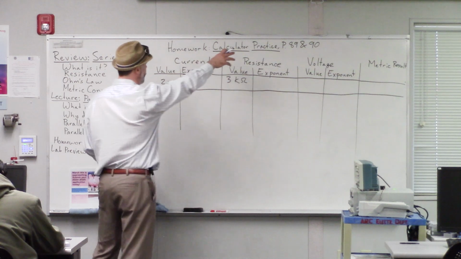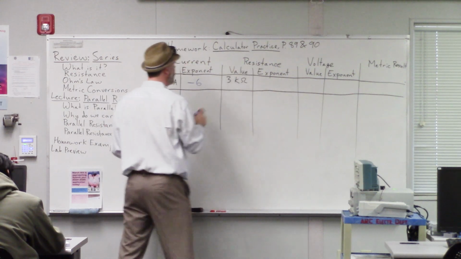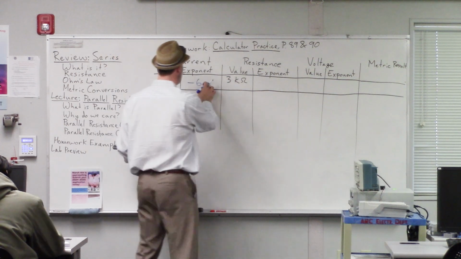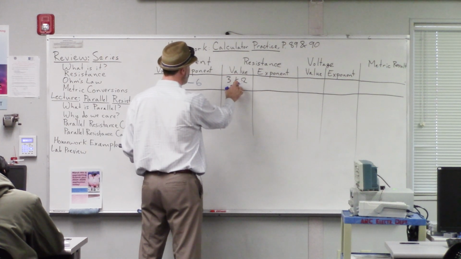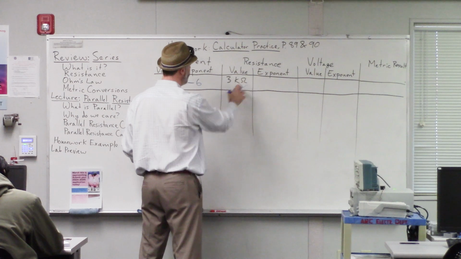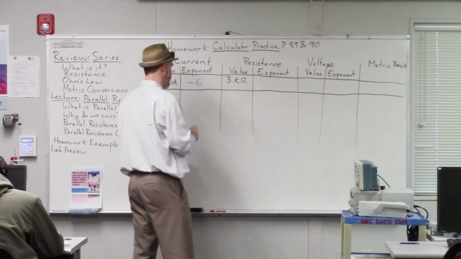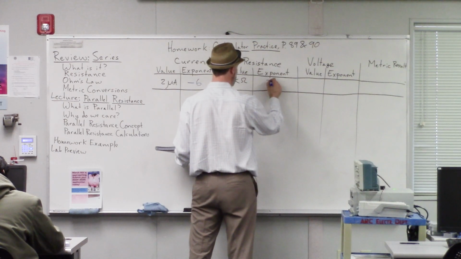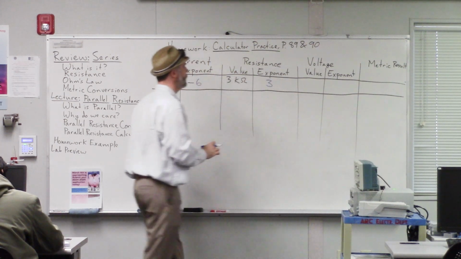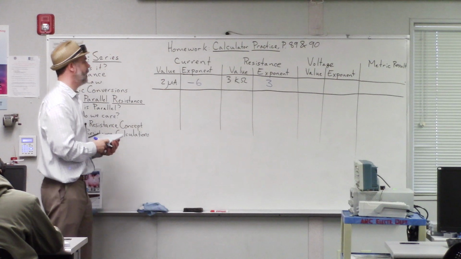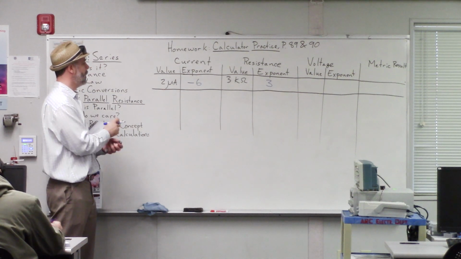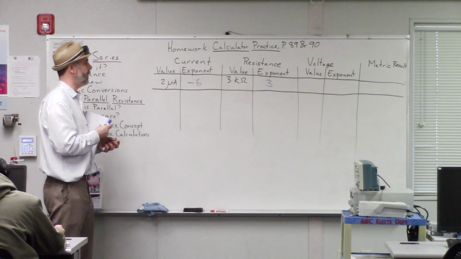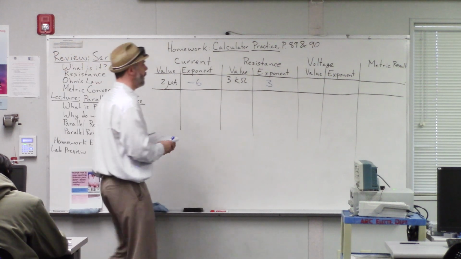So that's right after this homework. Then the next thing we can do is look at our resistance. We see 3 kiloohms. Well, we look at our chart again, and we see that kilo is 10 to the 3rd. So the exponent is 3. Now we can type this into our calculator.